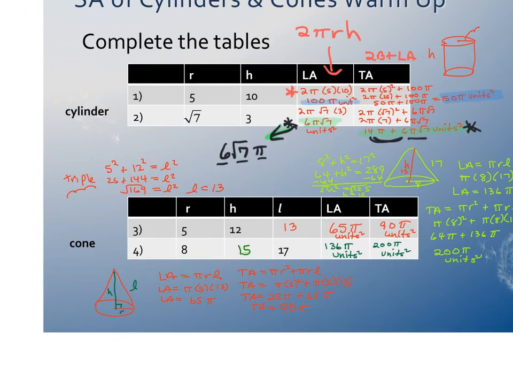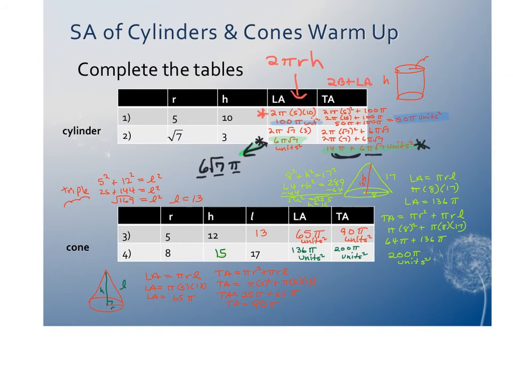Okay, now for number 3 and number 4, these are cones. So for number 3, it's in red. This is all the work here. So for number 3, the formula for lateral area is pi times the radius times the slant height. And then for total area, it's the area of the base, which is a circle, pi r squared, plus the lateral area. So for number 3, it's 65 pi units squared. And for the total area or surface area, it's 90 pi units squared.